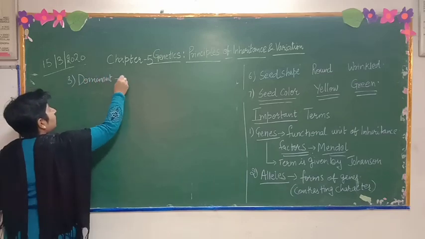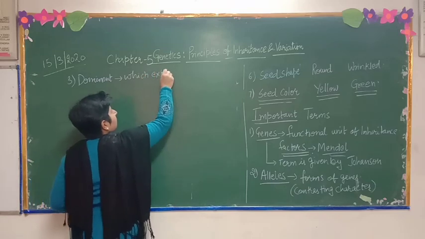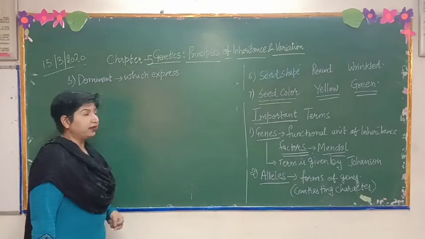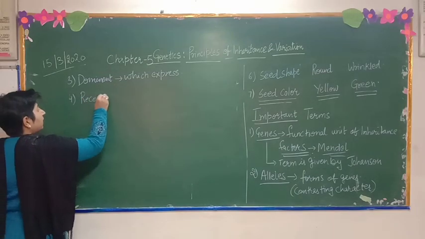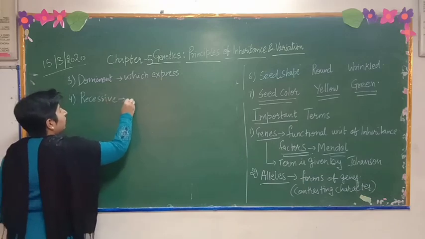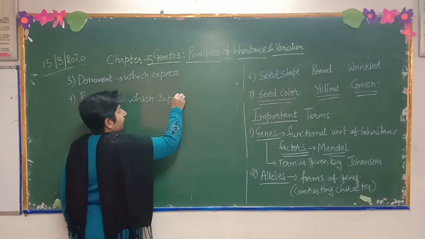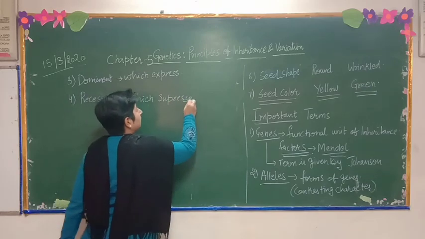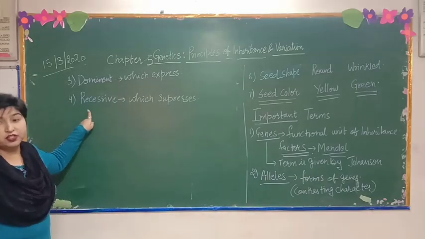Dominant, which expresses itself, is called a dominant gene, and next is recessive, which suppresses itself in the next generation. That is called a recessive gene.